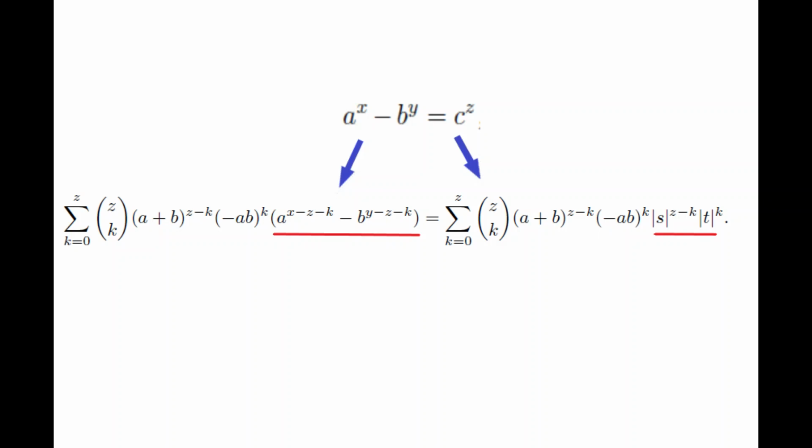We're going to assume that it is for values x, y, z greater than 2. That there are some whole number solutions to this equation out there somewhere. Both sides have the same number of terms, that is z plus 1 terms to be precise, and both sides have the same constant factors, a plus b to the power of z minus k and minus ab to the power of k, and both of these are standard in exponential form for a perfect power.